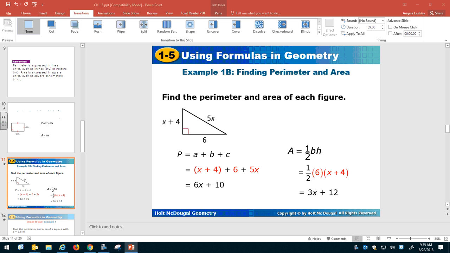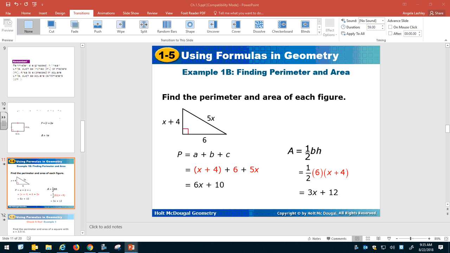3x plus 12. So the area is 3x plus 12. Again, did they give me units in the picture anywhere? No, so I'm fine if you just leave them off because there's no units. Or if you prefer, you can write U for units and U units squared on area. Questions on this one? Okay.